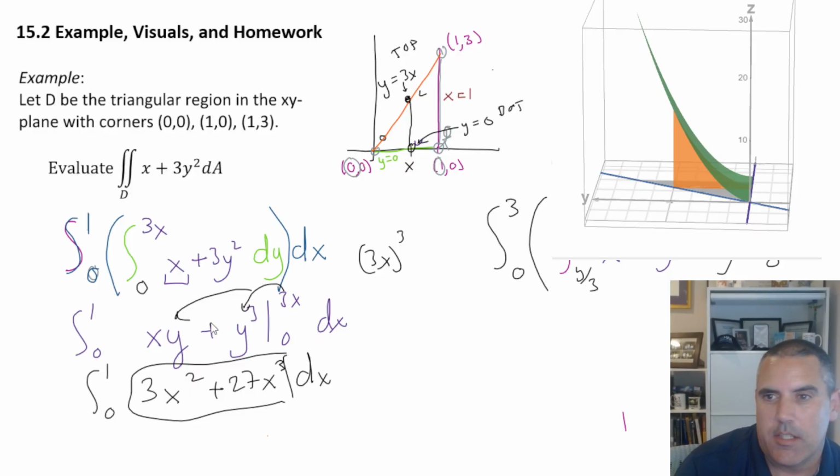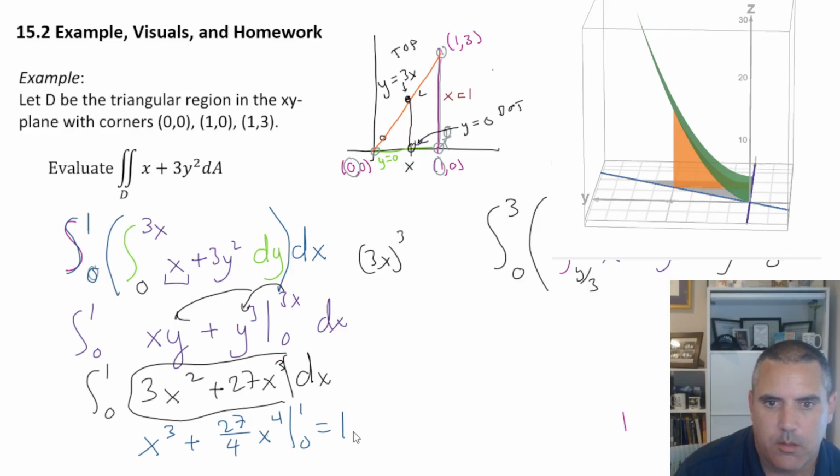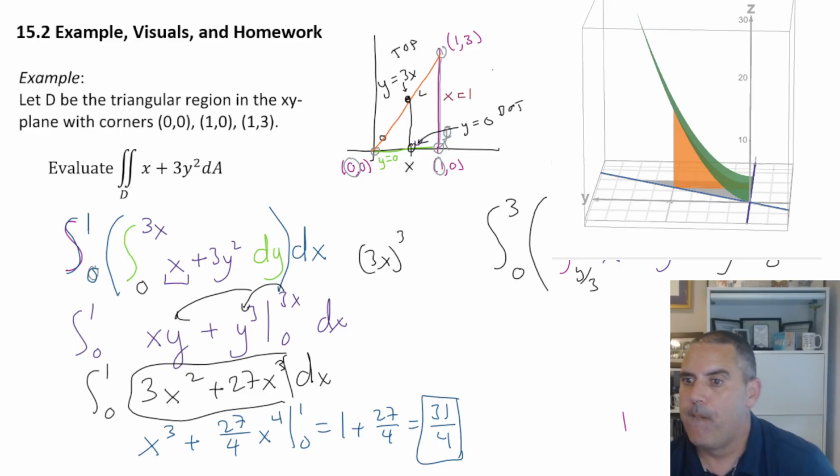Okay, so then you say, now I'm going to add up those, and so you get x cubed plus 27 over 4 x to the 4th from 0 to 1. And so you get 1 plus 27 over 4, which I think is 31 over 4 cubic feet or whatever. Okay, that's the nature of these questions.